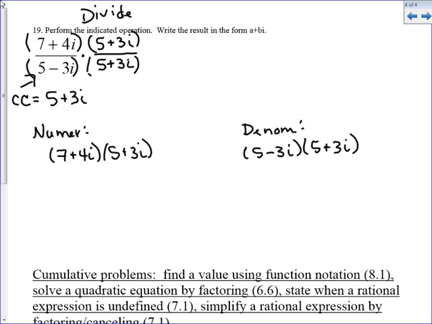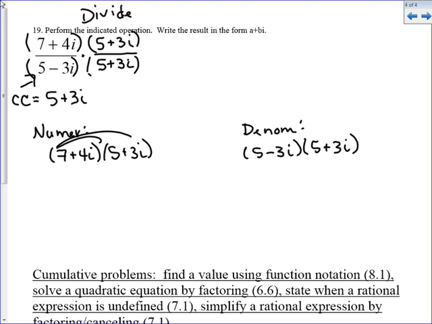And we have no particular expectations for the numerators. Numerators usually end up being complex numbers again. Denominators, we have an expectation. It should end up being one real number. If you have any i's left, something's wrong with either your conjugate or your multiplying in the denominator.